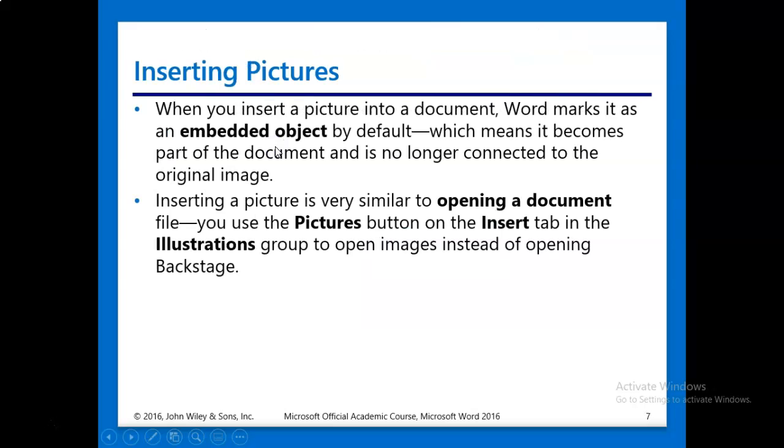Inserting pictures. When you insert a picture into a document, Word marks it as an embedded object by default, which means it becomes part of the document and is no longer connected to the original image. Inserting a picture is very similar to opening a document file. You use the Pictures button on the Insert tab in the Illustrations group to open images instead of opening the Backstage.